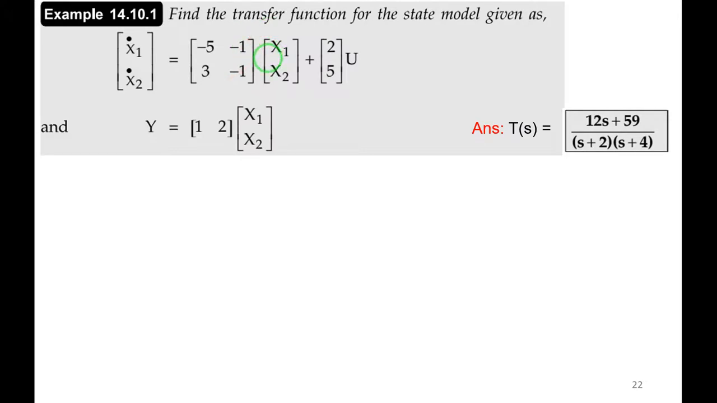Is it fine? If you have any doubts at any moment, please unmute yourself and talk to me so that I can clarify your doubts. Is it fine? Okay, we'll take up this numerical.